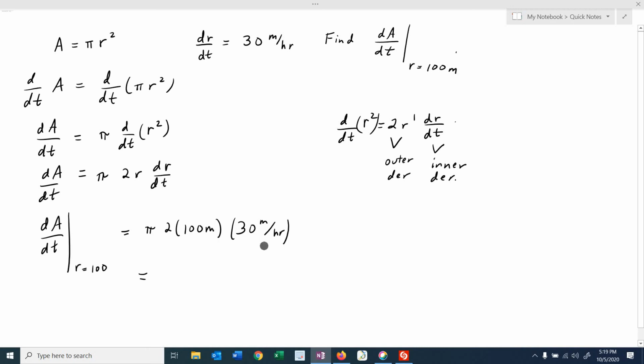And then you just have to multiply these together. Now notice the units here: you're going to get meters squared per hour, which matches the derivative here, because area is measured in meters squared and time is being measured in hours. Then you just multiply those together, and if you do this on a calculator, you get 18,849.56, rounded to the nearest hundredth.